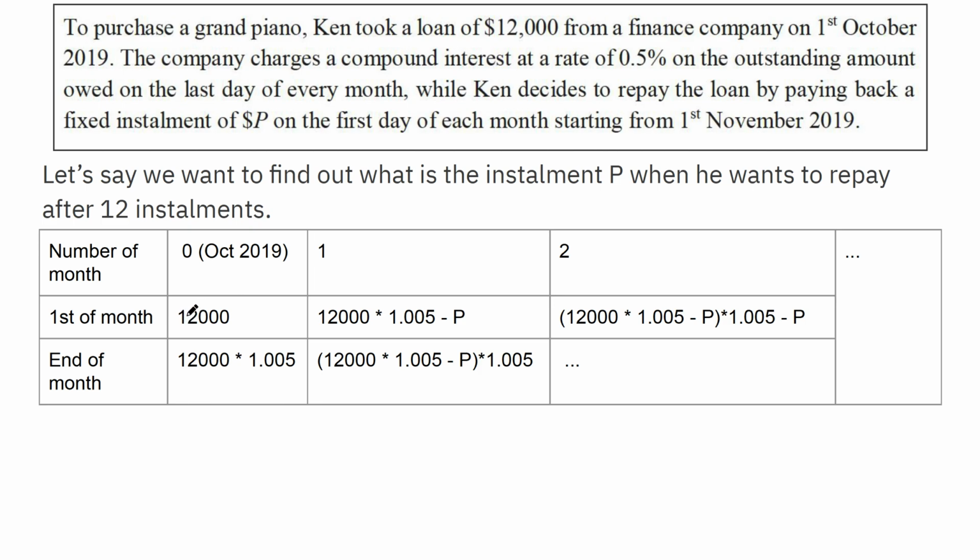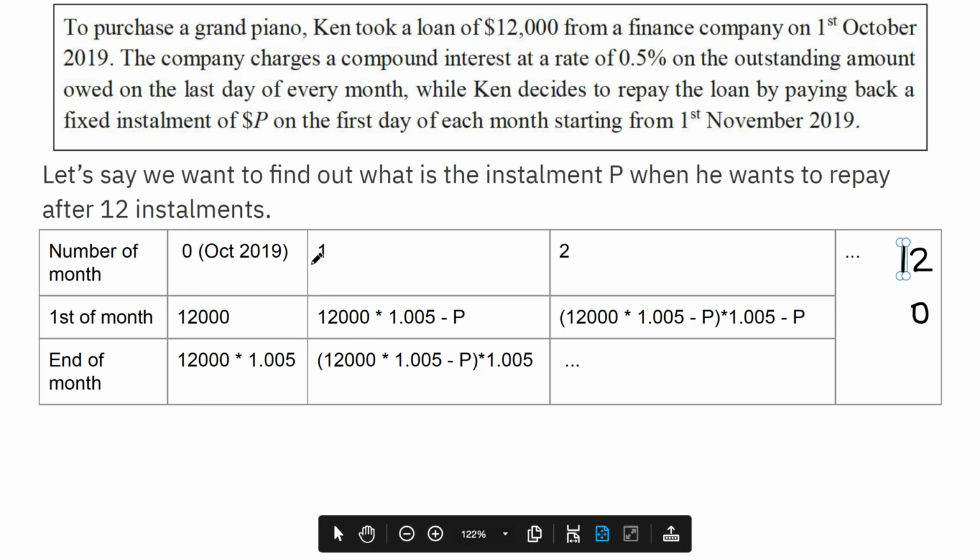At the start of the month, he owes $12,000, and at the end of the month, he owes the original $12,000 multiplied by 1.005, because the company charges a compound interest at a rate of 0.5%. The numbers in each of these boxes mean how much he owes the company at that point in time. So at the first of the 12th month, we hope this number is 0.